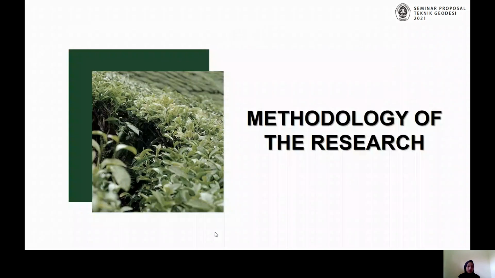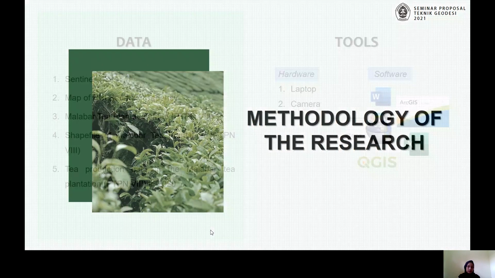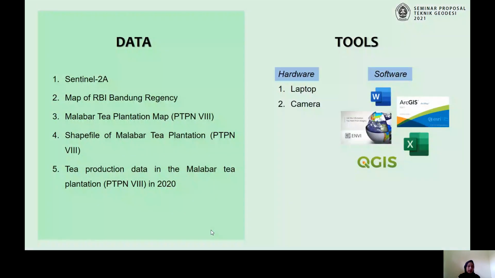The third part of this presentation is the methodology of the research. In this study, the data used are Sentinel-2A, the RBI map of Kabupaten Bandung, Malabar Tea Plantation, the shapefile of Malabar Tea Plantation, and tea production data in Malabar Tea Plantation. The tools used are hardware: laptop, camera; software: Microsoft Word, ArcGIS, ENVI, QGIS, and Microsoft Excel.